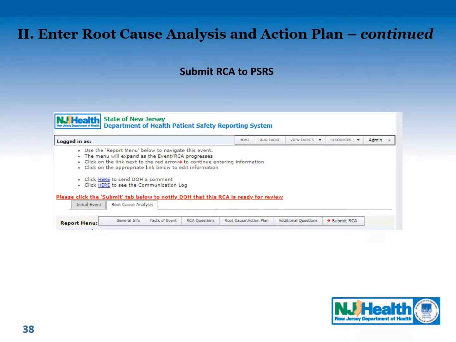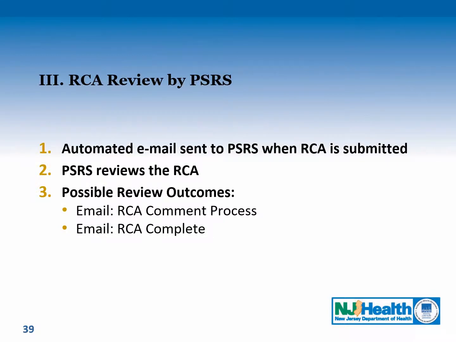Now you are ready to submit your RCA to PSRS. Click on the Submit RCA button and your RCA will be sent to PSRS. If you want to go back and edit or review anything before submitting your RCA, you can click on any tab in the report menu to review the information you entered. Once you submit your RCA, an automated email will be sent to PSRS notifying them that an RCA has been submitted for their review. PSRS will review the RCA and communicate with you throughout the review process, much like they did during your initial event entry.